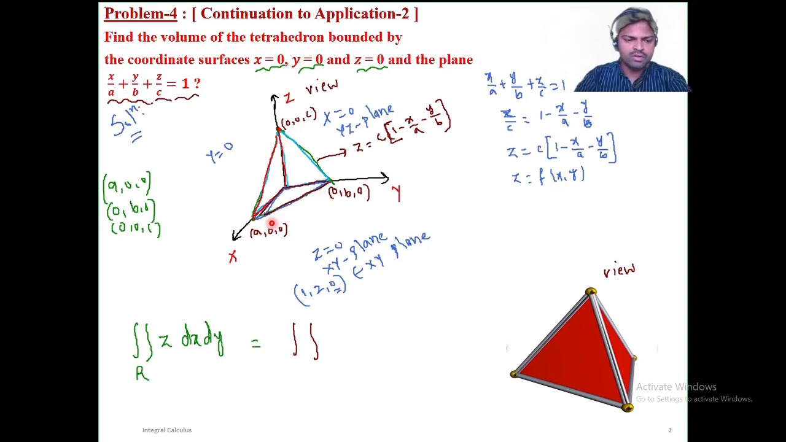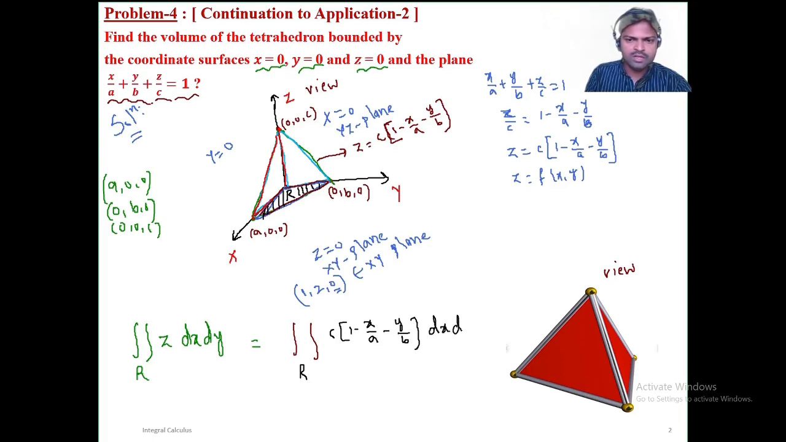So therefore I can call this region R. So this is my region R. In this region you have to integrate. This is the region of integration. So R is nothing but that. Okay, and what is z now? z is nothing but c into (1 minus x upon a minus y upon b), into dx dy.